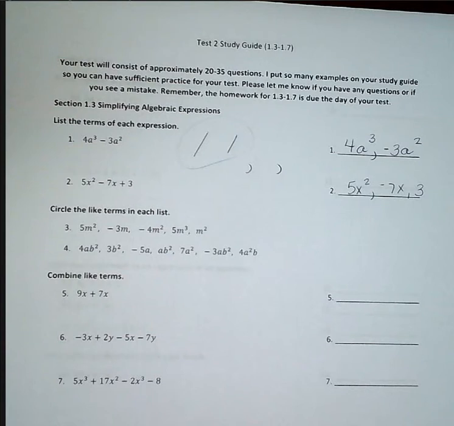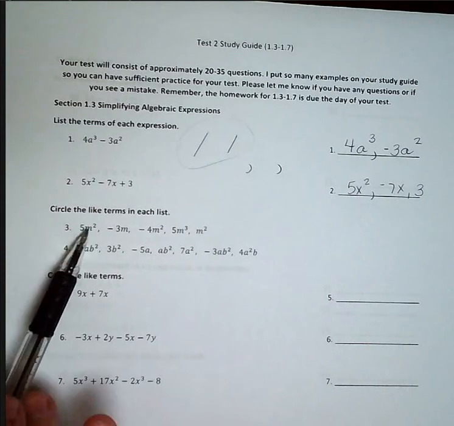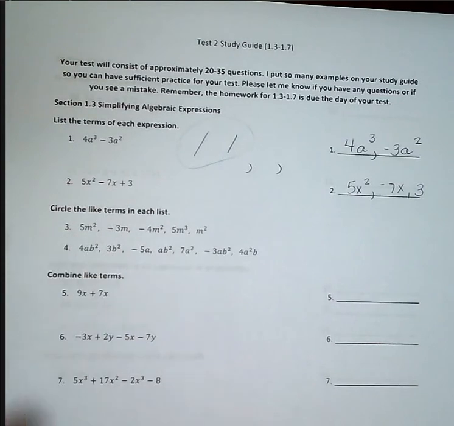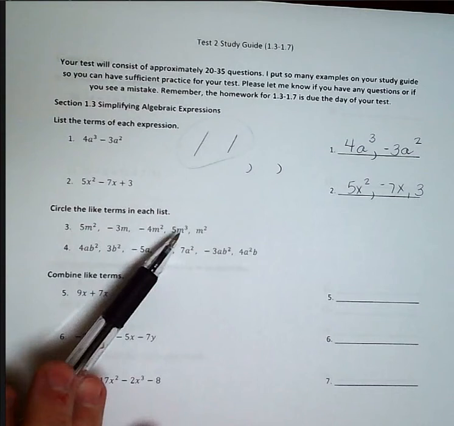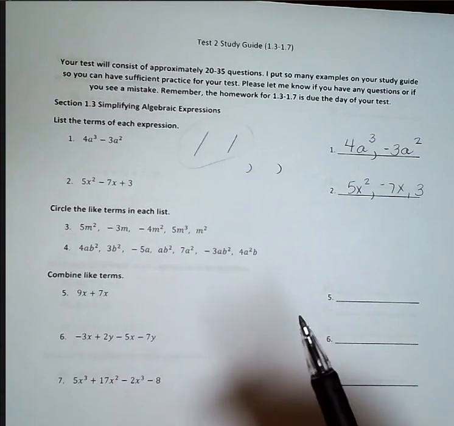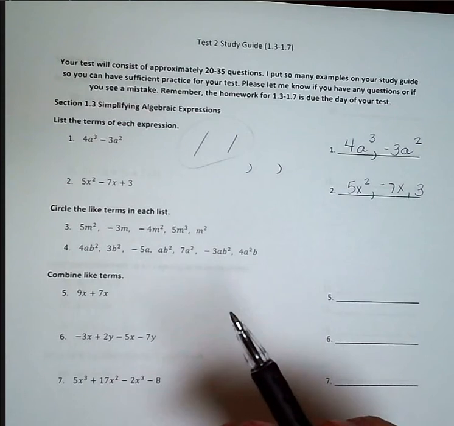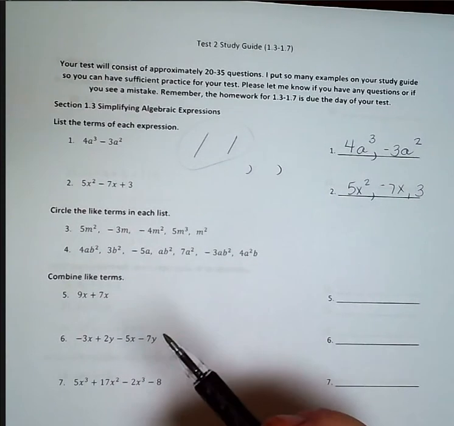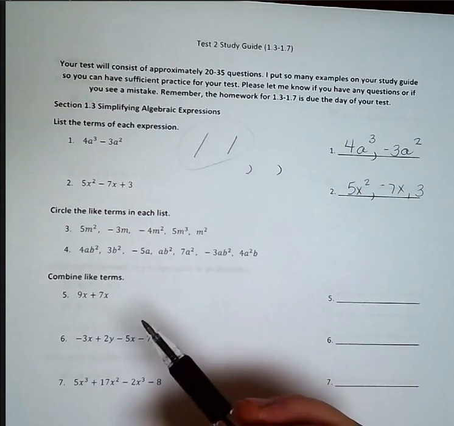All right, circle like terms in each list. Like terms are when you have the same exact variables paired with the same exact exponents. Remember, the variables are the letters. Your exponents are the tiny numbers up at the top. Okay? So here we're looking for things that have the same exact of those. Whether they're positive or negative doesn't change anything, and whether the coefficient, which means the number in front of the variable, that doesn't change it either.